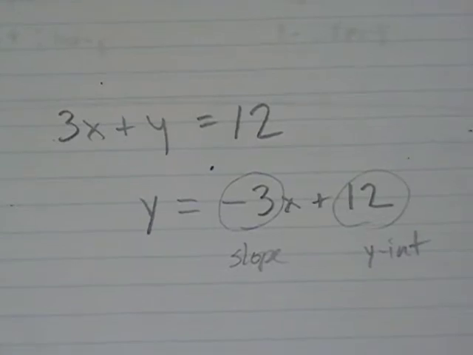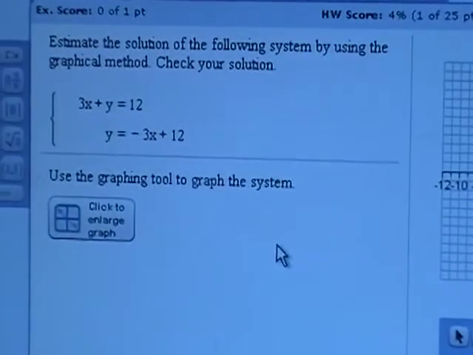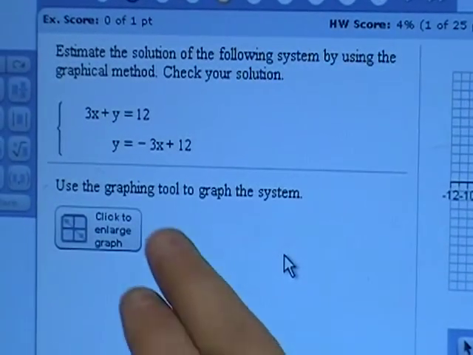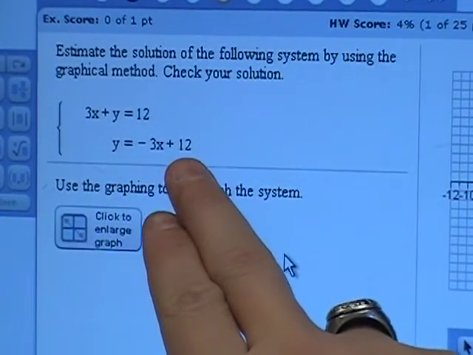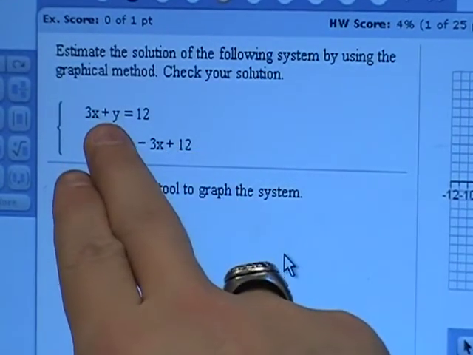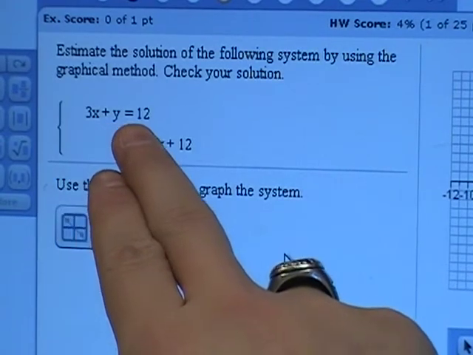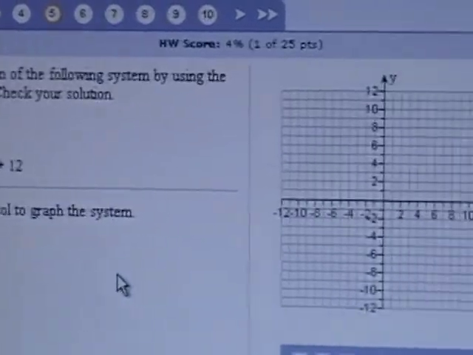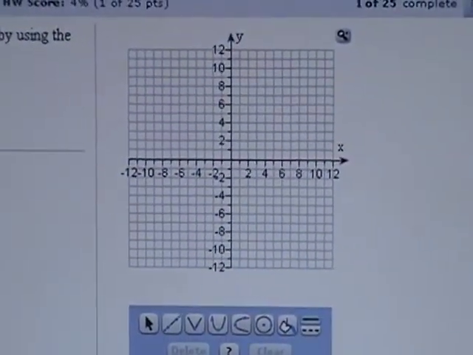Now, going back to my problem, that equation, y equals negative 3x plus 12, I noticed something funny. This equation is y equals negative 3x plus 12. And when I rearrange this equation, I get y equals negative 3x plus 12. They are the same equation. Okay? So now I need to do two things. The first thing I need to do is graph these two equations.